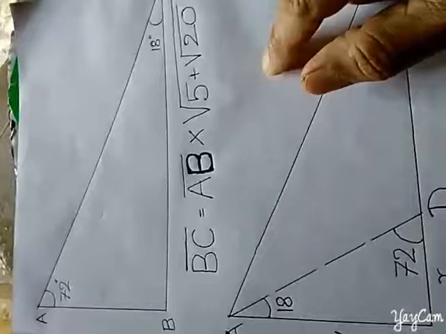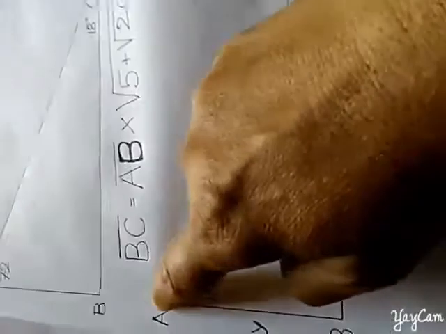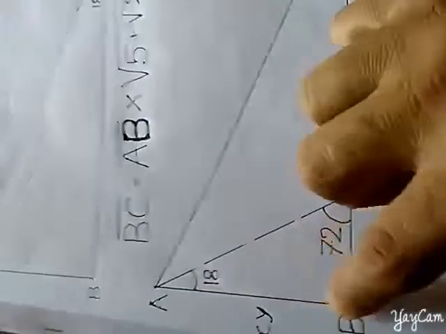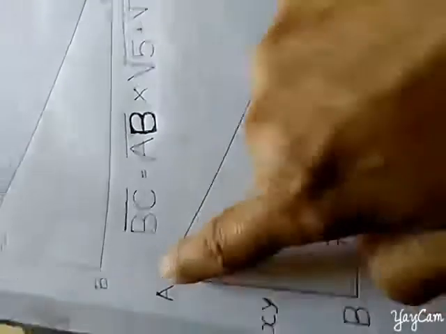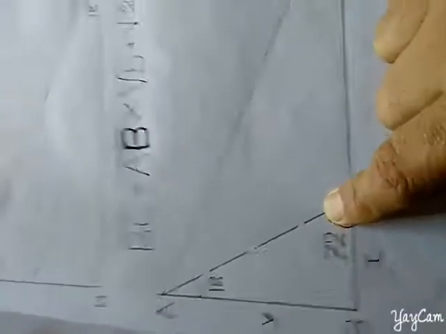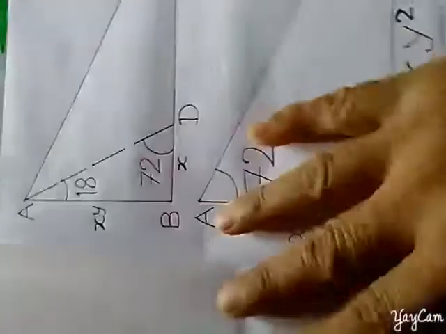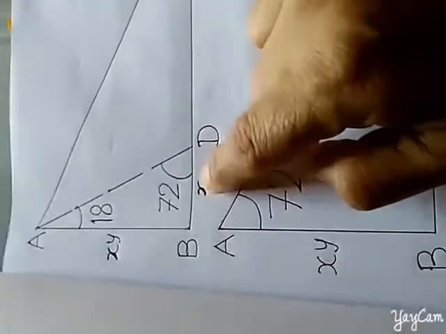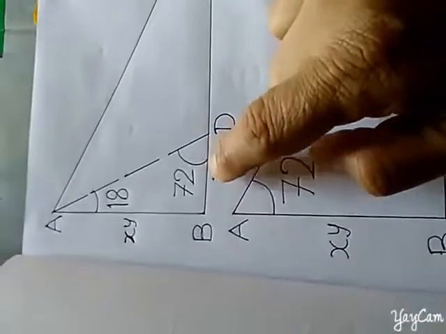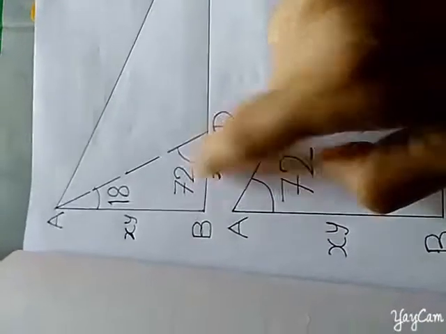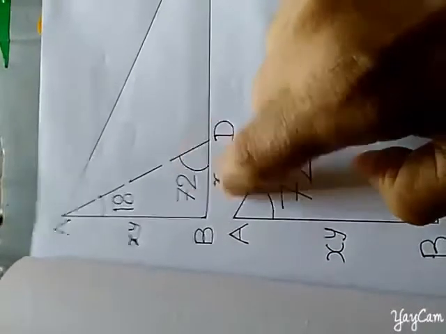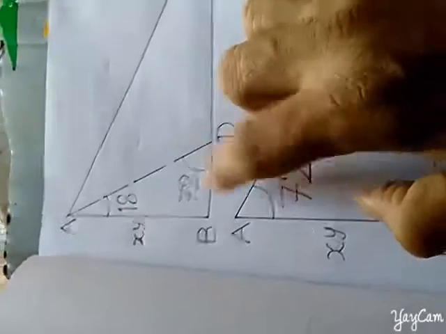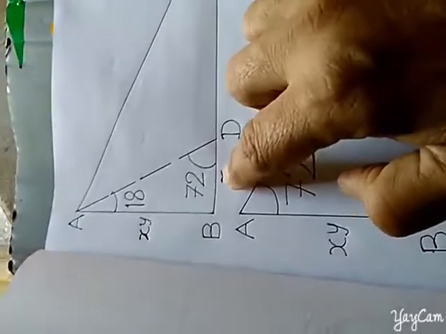To prove it, I draw a line from point A to D on BC, and here I make angle BAD as 18 and ADB as 72. Then the length of the side in front of 18 degrees we take as x, and we multiply this side in front of 18 by y.